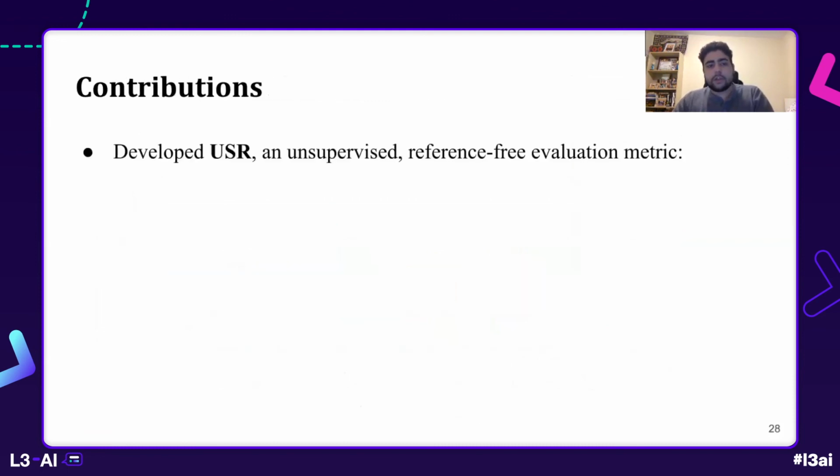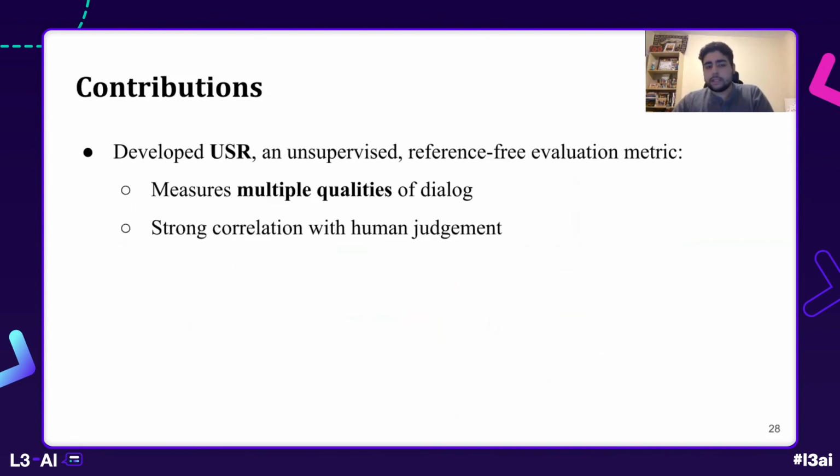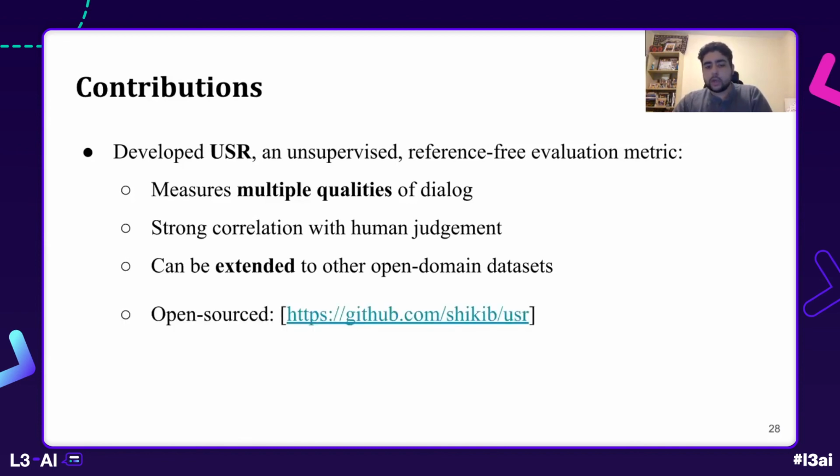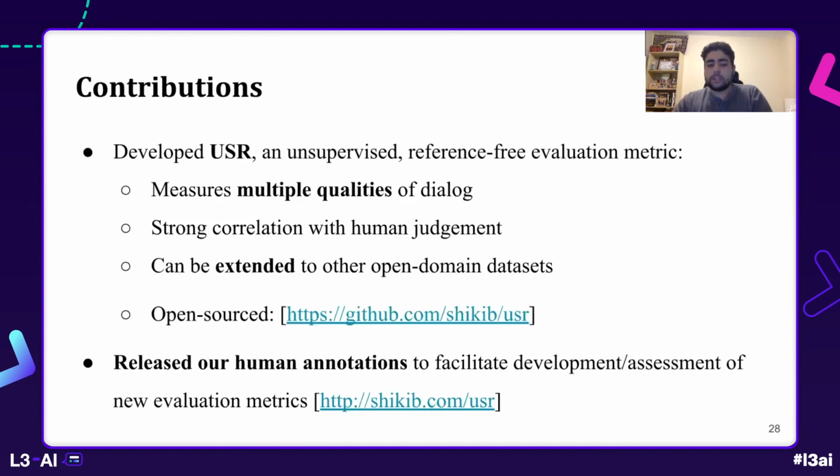So to sum up the contributions of this work, we developed USER, which is an unsupervised reference-free evaluation metric that measures multiple qualities of dialogue, exhibits strong correlation with human judgment, and can be easily extended to other open domain data sets because it's only self-supervised and doesn't rely on training data. It's also open sourced, and we also release our human annotation to facilitate the development and assessment of new metrics.